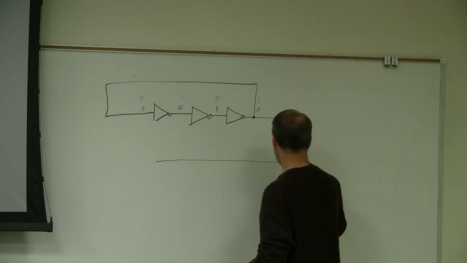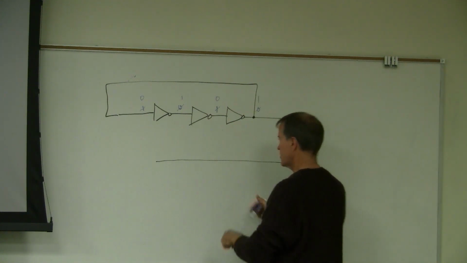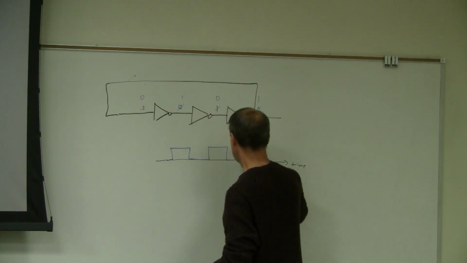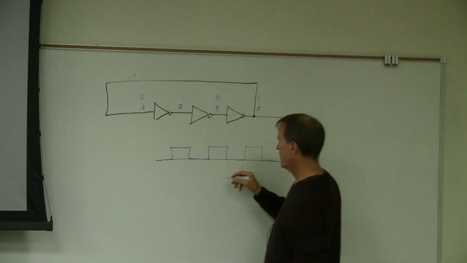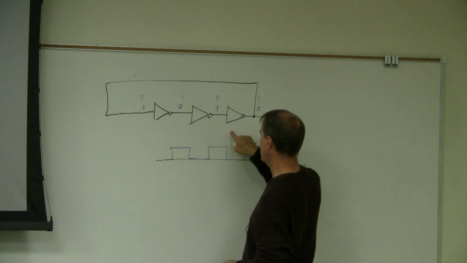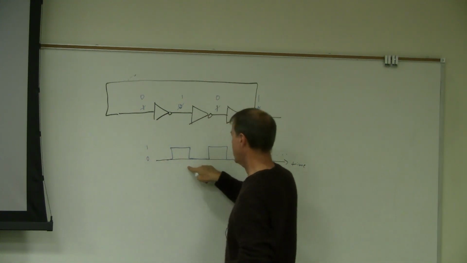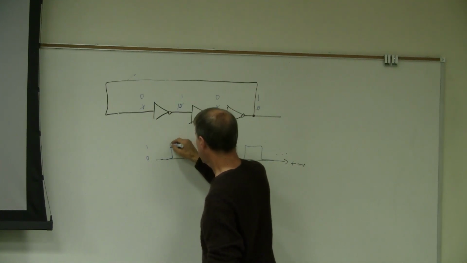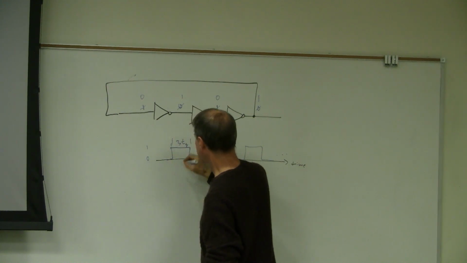So if this is time, and you measured the voltage here, it would do this. And furthermore, what did we calculate in this circuit? How long would it take to go from 1 to 0? So here's 1, here's 0, and this is time. Are you with me on this? And how long did we say it would stay up here? 3 gate delays, 3 T sub G.